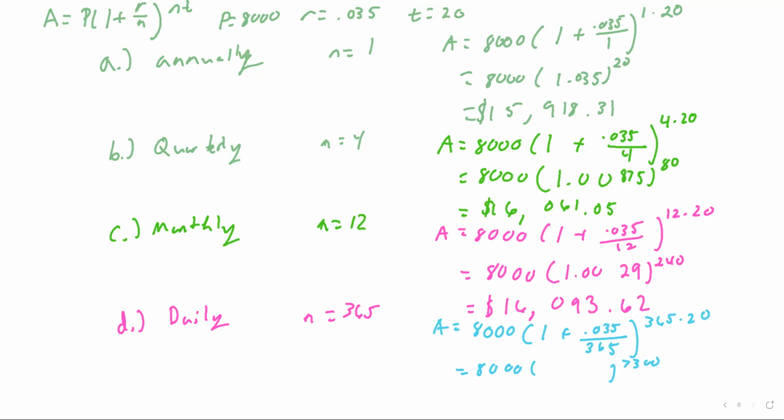Ooh, calculator went slow on that one. Times 8,000. All right, not much different on this one either. So that would give us 16,109.48 cents.